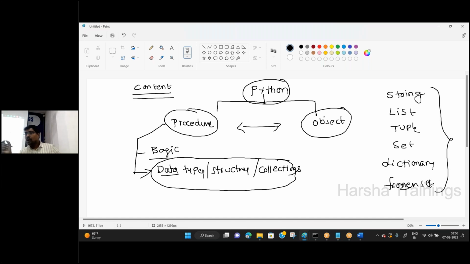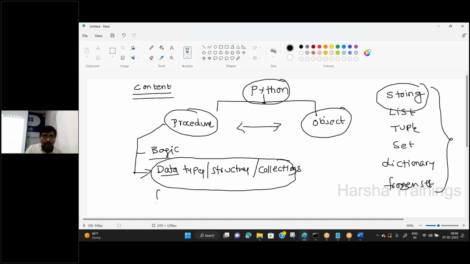Now, what are we doing? Suppose coming to string. Here each and everything is discussed in detail. In detail means what is a string, how to create a string, what are the methods that are available in the string, and how to apply these methods for writing a program.